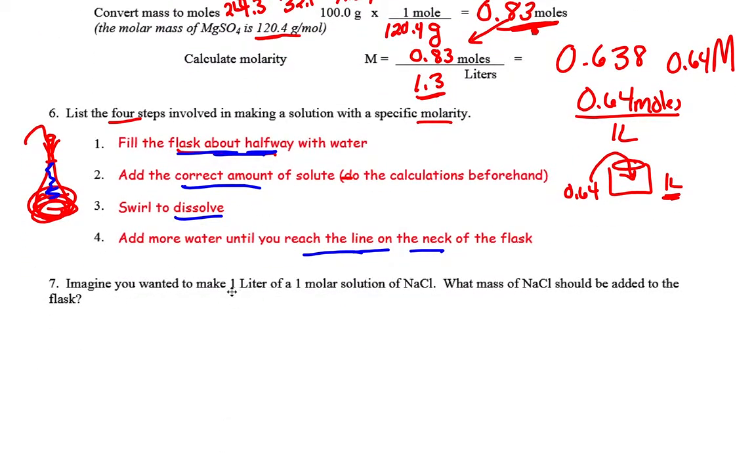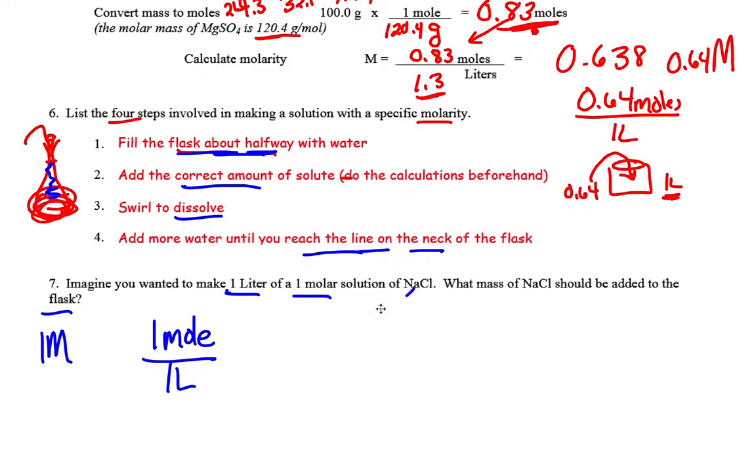Now, imagine you wanted to make 1 liter of a 1 molar solution of NaCl. It's saying that when I'm done, I want to have 1 mole in 1 liter. What mass of NaCl should we add? Well, what's the mass of 1 mole? If I'm going to make a 1 molar solution, I'm going to put 1 mole in 1 liter. So what is 1 mole equal to?